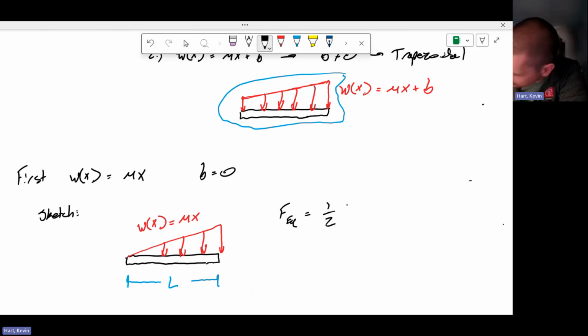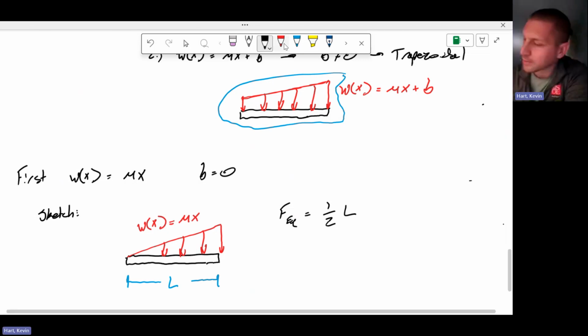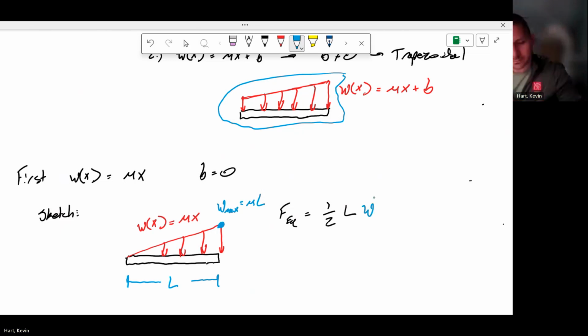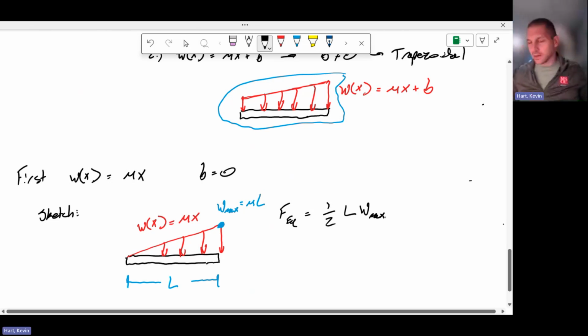My equivalent force is 1/2 base times height, since it's a triangular distribution. So it's 1/2 of base, which is L, times height. We're going to need to define our height now as some variable. Let's call it w max. In this case, this is just going to be m times L. But we'll just say this is L times w max. So 1/2 base times height. A lot of times that w max is given, but sometimes it's not. So there you go. This is the magnitude.